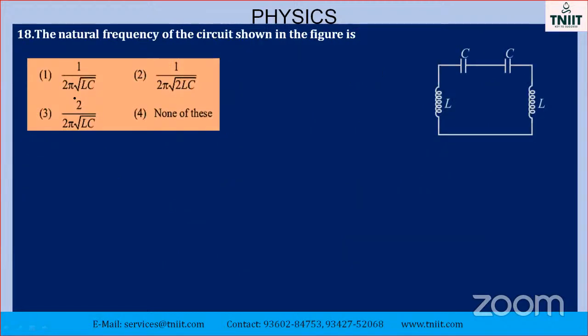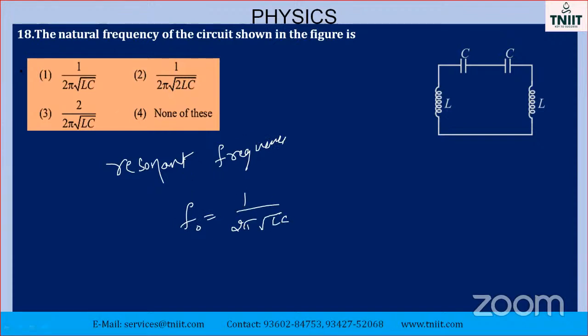The natural frequency of the circuit. You know that natural frequency is called the resonant frequency. What's the formula for the resonant frequency? Resonant frequency is given by the formula 1 divided by 2 pi into root LC. So option 1 is the right answer.